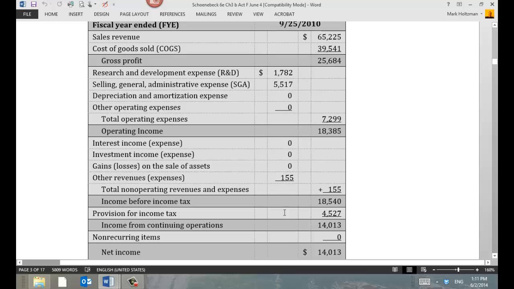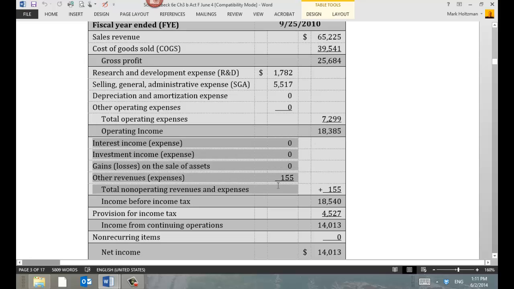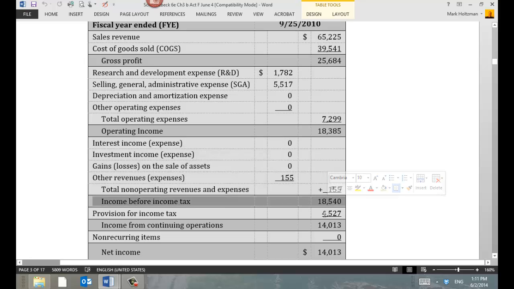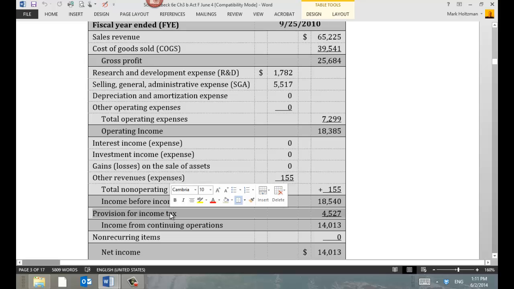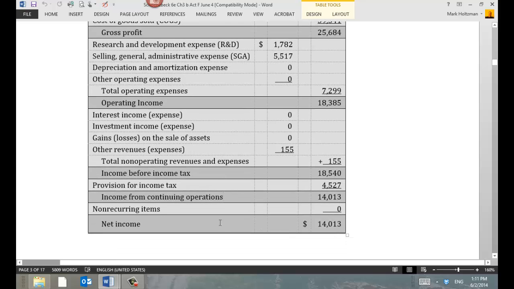And you can see that Apple's income statement has several steps. You have sales minus cost of goods sold is gross profit, minus all of these other items, which are called operating expenses, gives you something called operating income. Plus or minus these other items, which are called non-operating, gives you income before income tax. Minus income tax expense, which is called provision for income tax, gives you income from continuing operations. Plus or minus any non-recurring items, they'll talk about what they are, gives you net income.